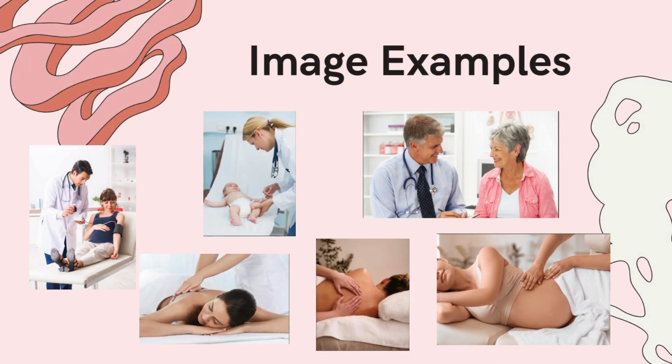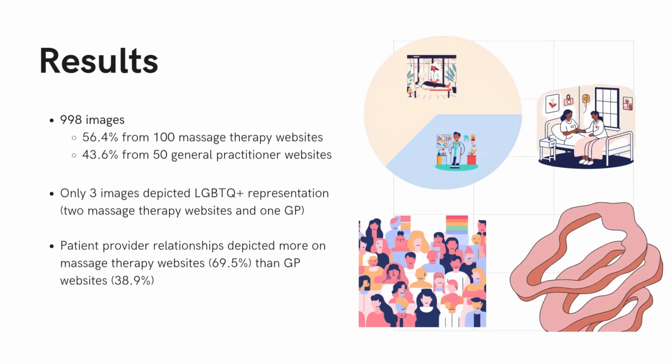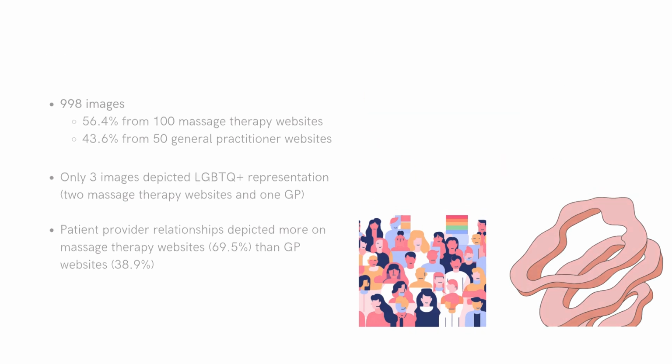In this next slide, we have some examples of the representation of ages, genders, races, and body shapes, as well as how realistic or not some of the pictures are to the actual experience of receiving that service. In total, we compiled 998 images, with a little more than half being from massage therapy websites and the rest being from the GP websites. We noticed that only 3 total images depicted LGBTQ inclusion, and that massage therapy images were more likely to show a patient-provider relationship than the GP websites were.